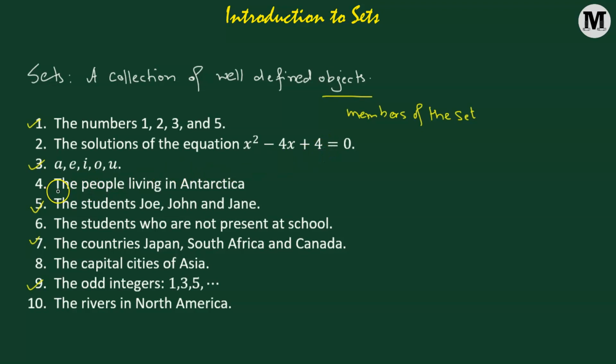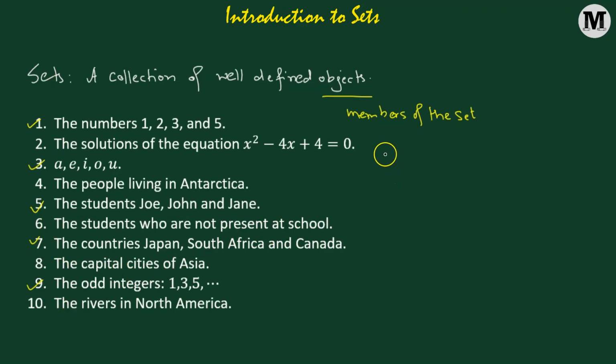Similarly, if we check example number 4, the people living in Antarctica. So here, instead of listing out all the people living in Antarctica or listing out the names of each person living in Antarctica, we are only mentioning all the people. Coming to number 6, the students who are not present at school. So this is also going to be a well-defined set, but here we are not exactly listing out the students who are not present, but instead we are specifying all the students that were not present at school. Similarly goes for example number 8 and example number 10.